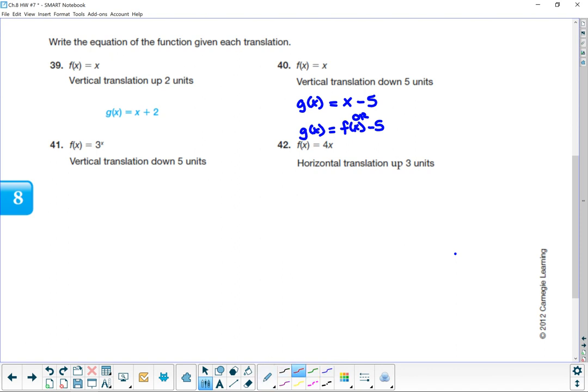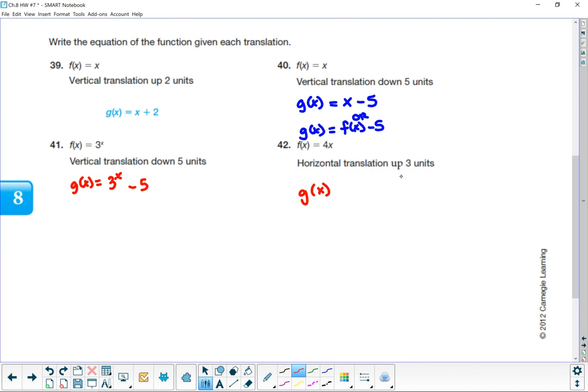All right, this one down here, vertical translation down 5. So g of x is going to be 3 to the x, but then it's going to be minus 5. Again, if you want, you can use the f of x notation, but I'm not going to do it in this case. All right, so this is g of x.